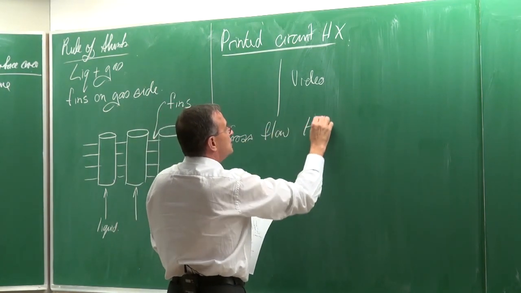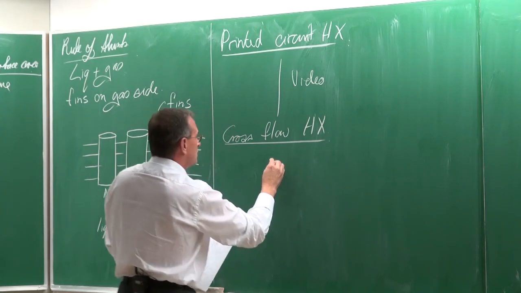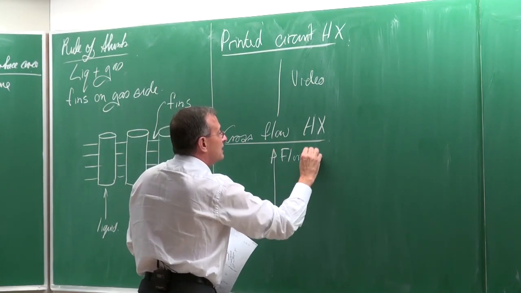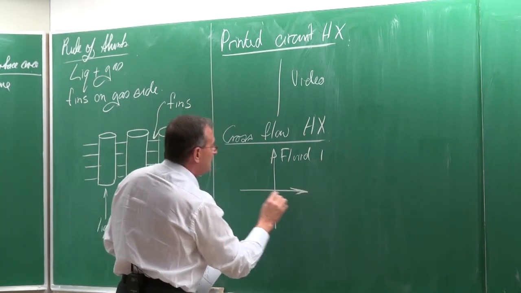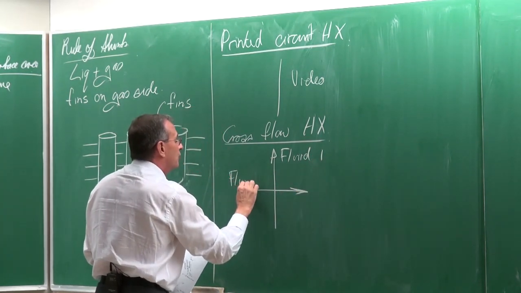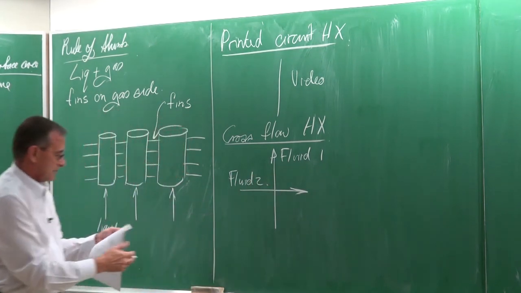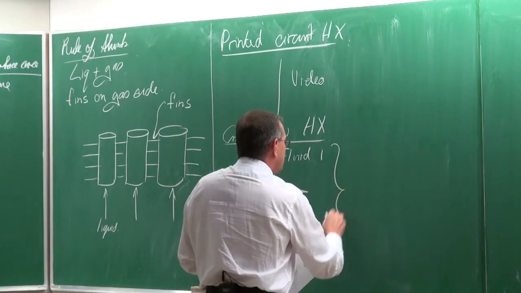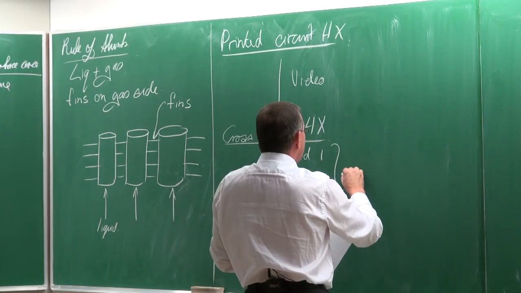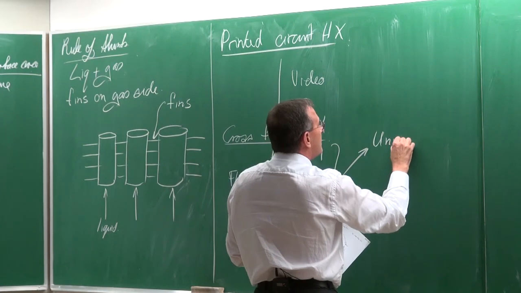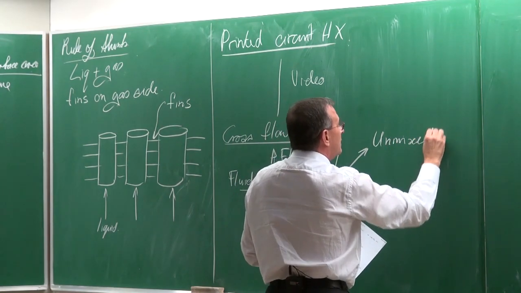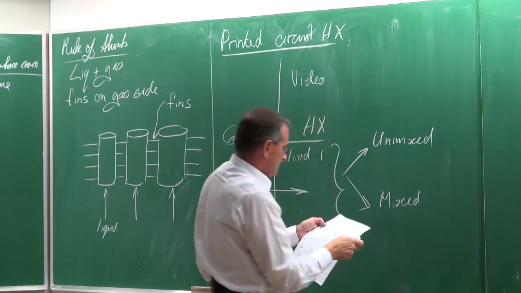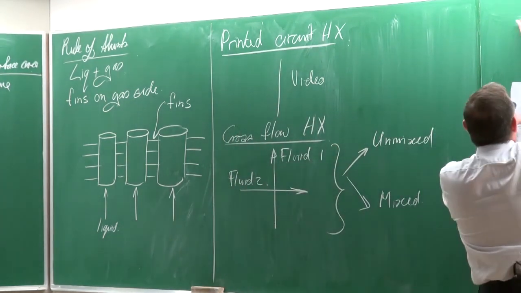Cross flow heat exchanger. With the cross flow heat exchanger, we now have fluid 1 going in this direction, and then perpendicular to it we will have fluid 2. And with these types of heat exchangers we can get what we call an unmixed configuration, unmixed or mixed. Now, what is the difference between the two? Well, I'm going to try to draw it for you.